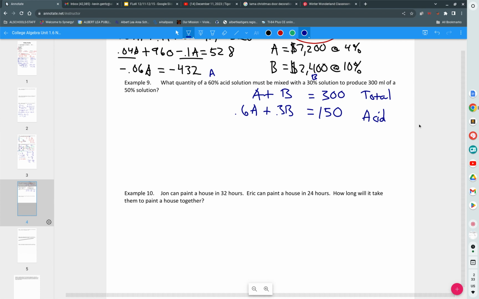All right, so last time we used substitution. Let's use elimination in this situation, okay? Connor, do you want your A's or your B's to go away? A's. You want to see A's go away, so we're going to multiply by negative 0.6. And when I do that, I get a negative 0.6A, and I get a minus 0.6B, and then negative 0.6 times 300. I'm pretty good with that. I think that's a negative 180.